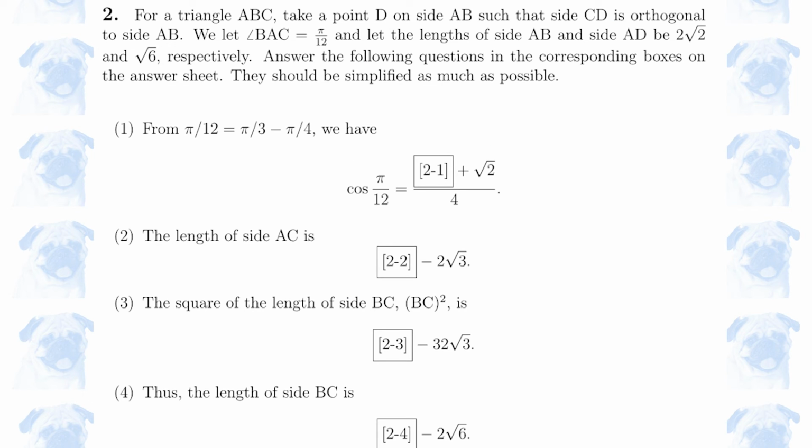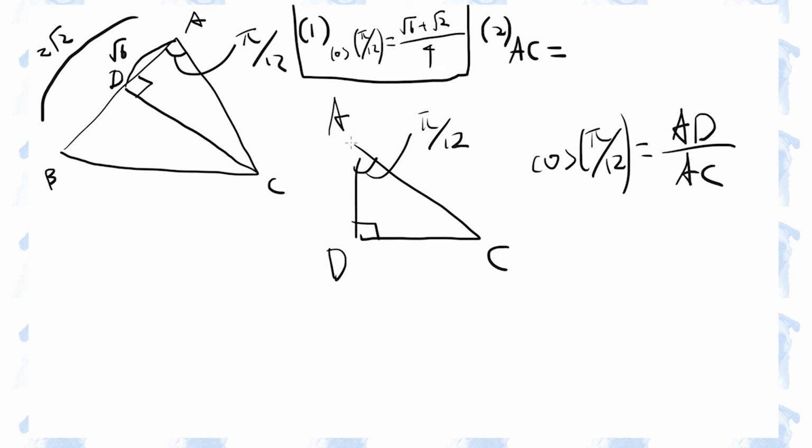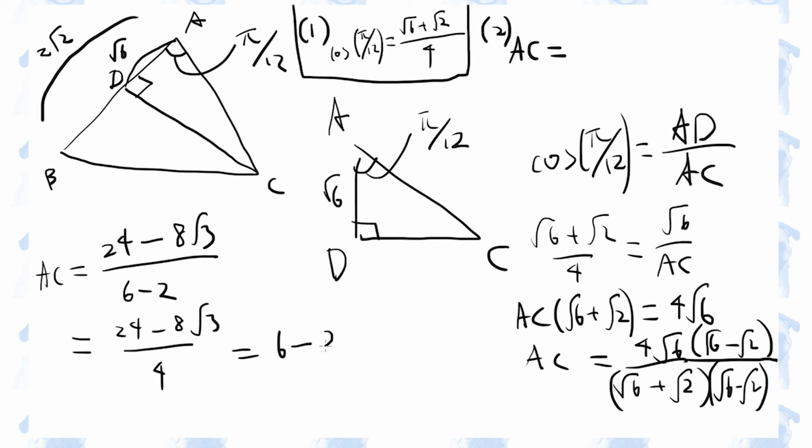Let's look at the second question, in which we need to find the length of AC. AC is the side here. Let's call this point D. Because triangle ACD is a right triangle, cosine pi over 12 is the adjacent AD over the hypotenuse AC. And we know that AD is root 6. And from part 1, we know that cosine pi over 12 is root 6 plus root 2 over 4. So AC is 6 minus 2 root 3.